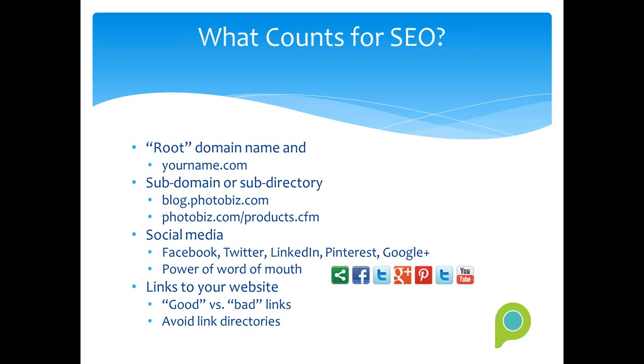Links to your website. Now, this has been one of the most contentious areas of SEO because there are good links and there are bad links. The way Google determines a good link compared to a bad link is that a good link is on a website with good content and good SEO. A bad link is on a website whose only purpose is to boost someone's SEO. There's very little content, the links are hidden, the text is not visible. Basically, it's a clearinghouse for links.